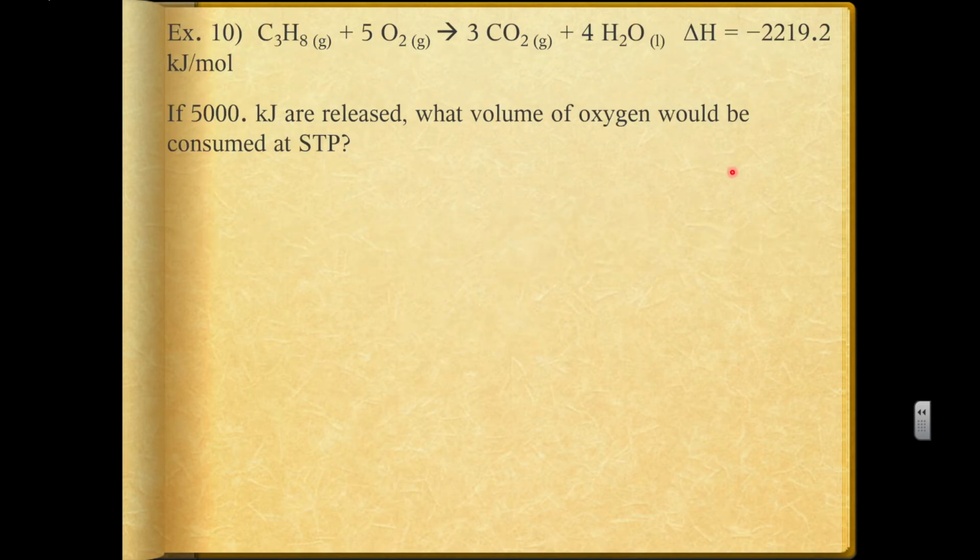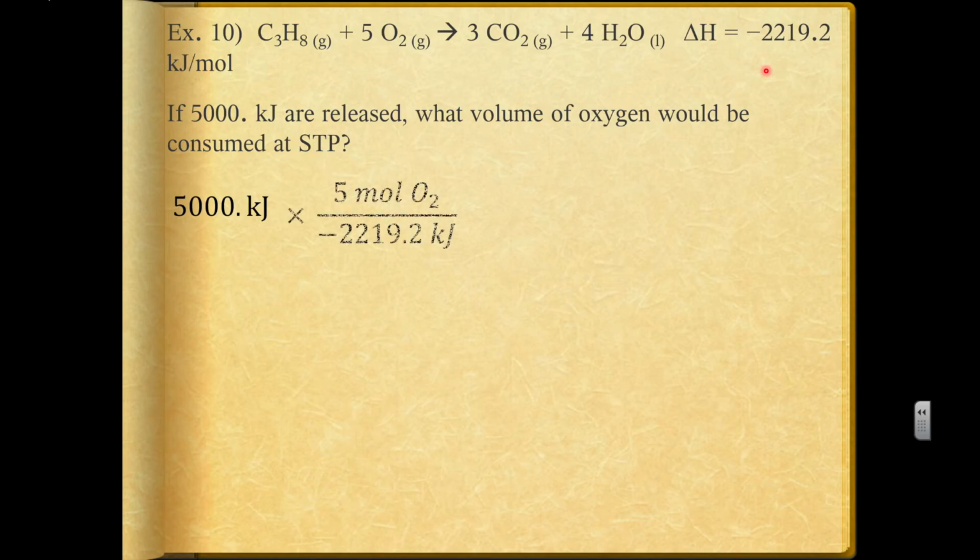Let's try another example. Here's your propane, C3H8 plus O2 yields CO2 and water. It's the combustion of propane, and it has a delta H of negative 2,219.2 kilojoules per mole. If 5,000 kilojoules are released, what volume of oxygen would be consumed at STP? So lots of good areas of chemistry here. We have 5,000 kilojoules released, and we'll convert kilojoules into moles of O2.